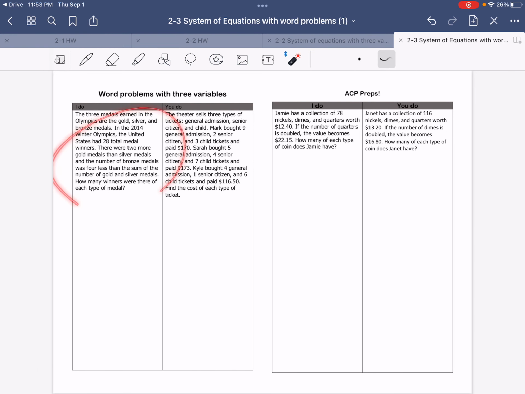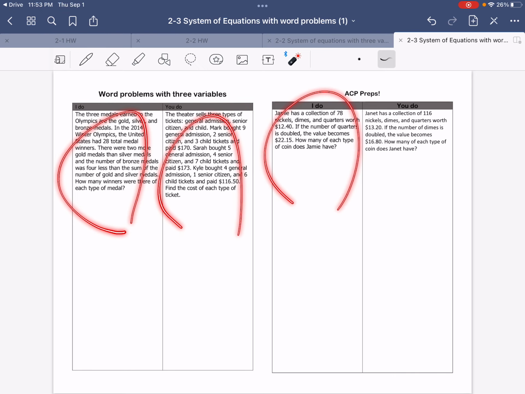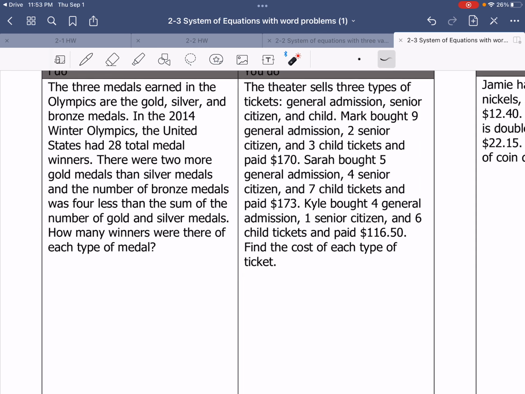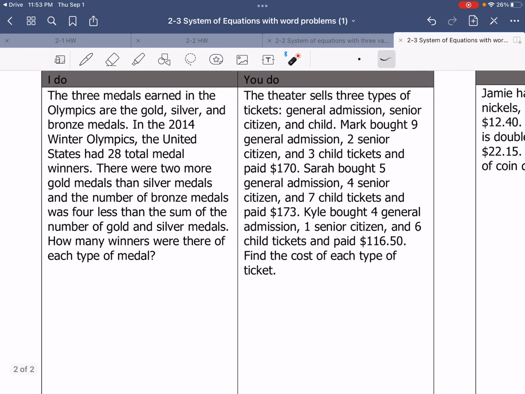So let's go here. Now this one is gonna be a problem with three variables. I will go over this, you're gonna do this, okay? So there are three medals in the Olympics: gold, silver, and bronze medal. And in Winter Olympics, United States had 28 total medals. So we have bronze plus silver plus gold medal in total of 28, okay?